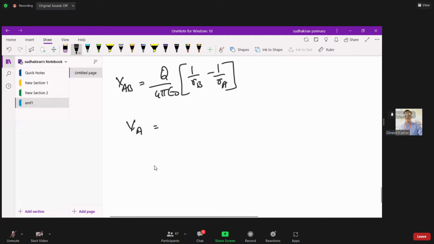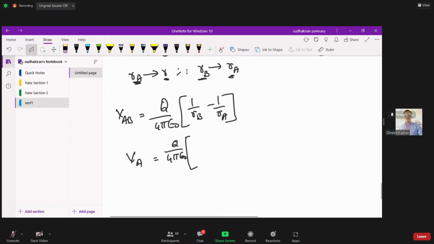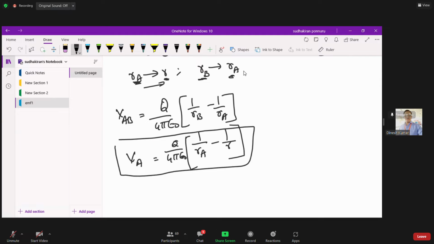So VA is equal to Q divided by 4 pi epsilon naught times 1 by RB. RB is nothing but RA. Now it is RA. So therefore, 1 by RA minus 1 by, in place of R, we have to write it as R. So this is the final expression for the electric potential of a point charge if it is not located at the origin.